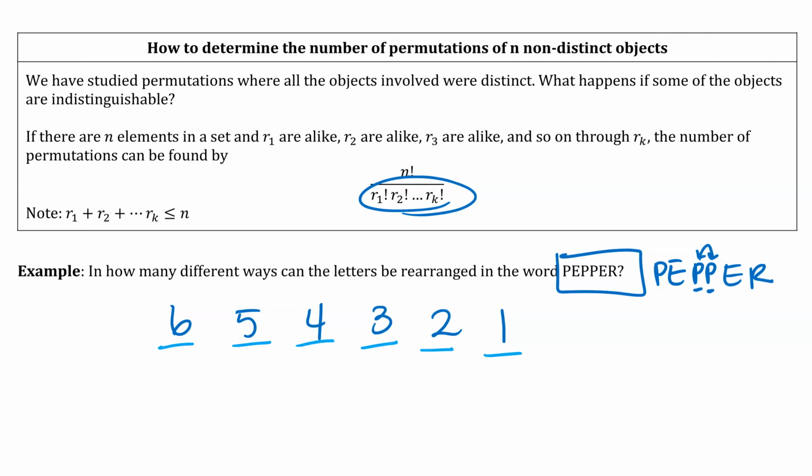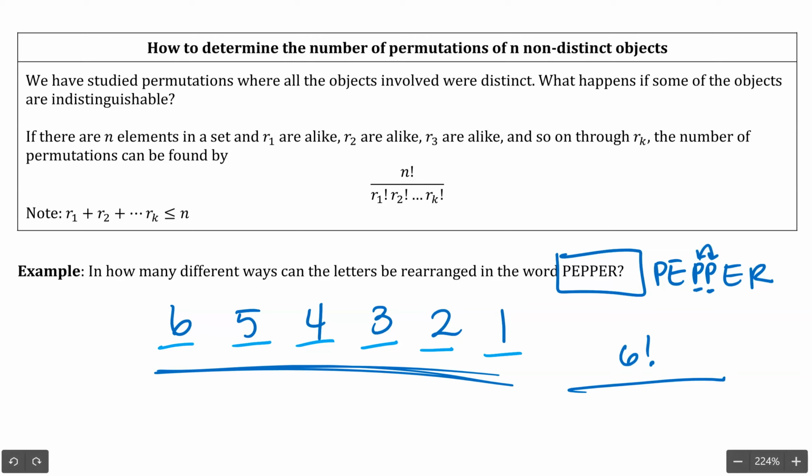But we know that it's actually less than 6 factorial, so we have to divide by however many non-distinct objects we have. So I usually just list how many of each letter I have in the word. So how many P's are there? There are 3 P's. How many E's? 2. And how many R's? Just 1. So any repetition or any more than 1, we need to account for. And we do that by taking the factorial of that number.